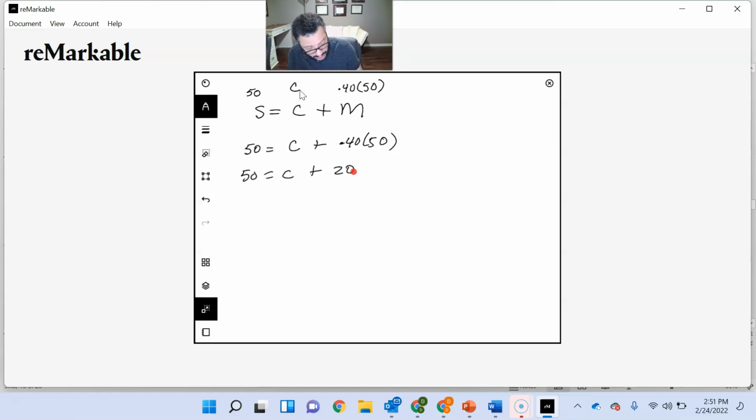So we need to get rid of this. In order to do that, we do the opposite process. They're asking us to add 20, so we subtract 20. And what we do to one side, we have to do to the other. So 50 minus 20 equals 30. 30 equals C. So cost is $30. Well, if cost is $30, then that means that the markup is $20, right?